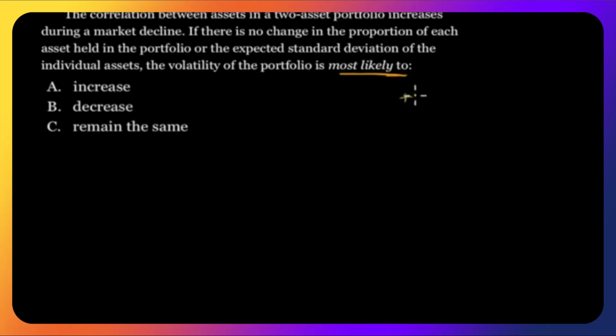Remember the last term, right? 2 times W1, W2, the correlation between asset 1 and 2, standard deviation of 1, standard deviation of 2. It's saying that W1 and W2 are not changing, and these two items are not changing. And this is an additive term. If this increases, this whole third term gets bigger. And if it gets bigger, what's it going to do? Increase. So 31 is A.